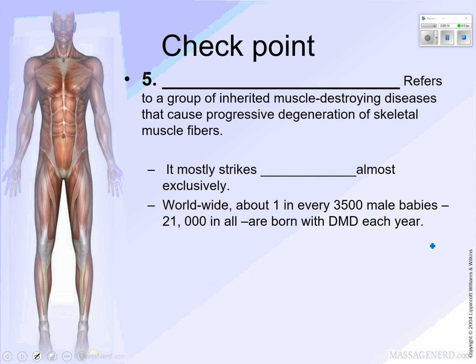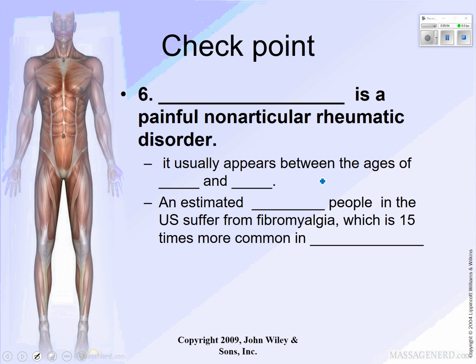Next question. Blank refers to a group of inherited muscle destroying diseases that cause progressive degeneration of the skeletal muscles, and that's your muscular dystrophy. I'll just abbreviate it MD. Muscular dystrophy mostly strikes boys, almost exclusively, because the mutated gene is on the X chromosome, and males have only one X chromosome.